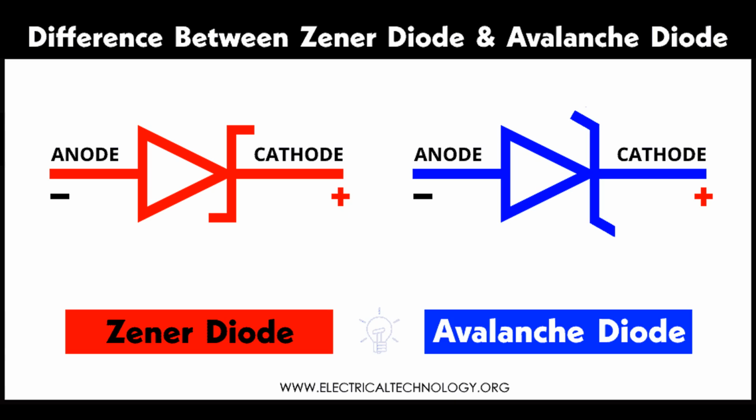2. Precision Zener diodes. Description: These Zener diodes are designed for applications requiring precise and stable voltage regulation.